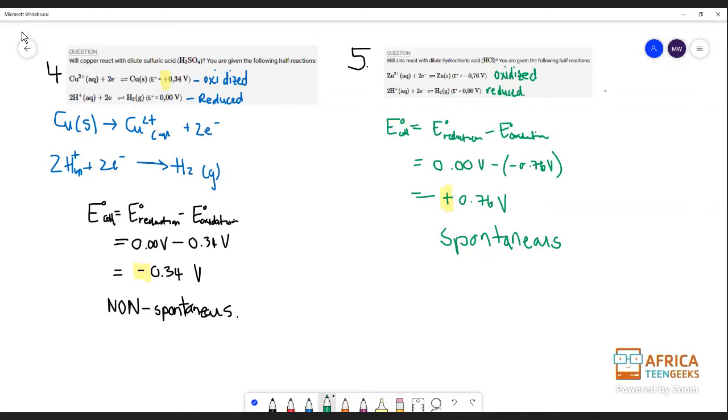So do you see how to use it? If they give you it in anode and cathode form, you can use the formula that says anode and cathode. If they give it to you in reduction and oxidation, you can do it in reduction and oxidation. And if they tell you it's a reducing agent and an oxidizing agent, you can use the other one. Does that make sense to everyone?